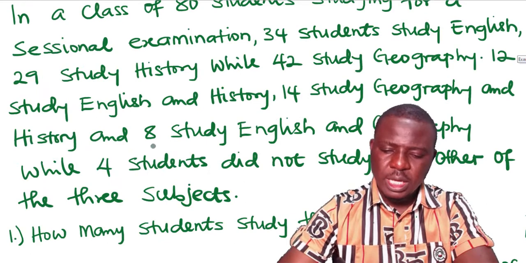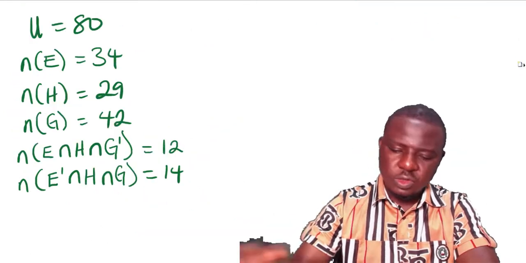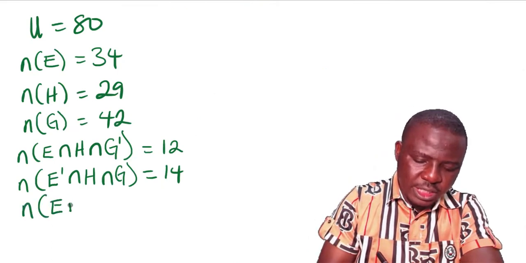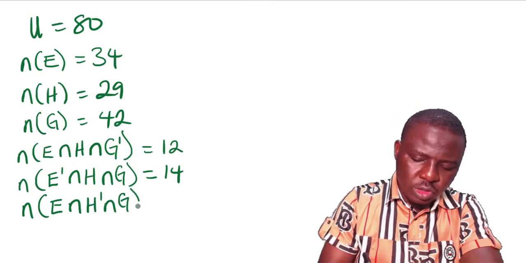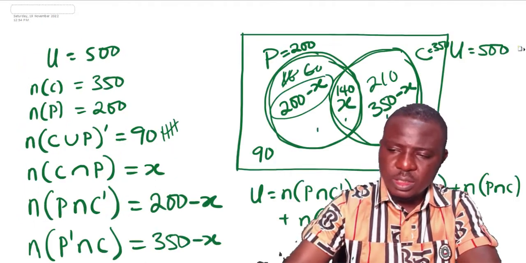And 8 study English and geography. So English and geography, n of English intersection history prime intersection geography is given to be 8.